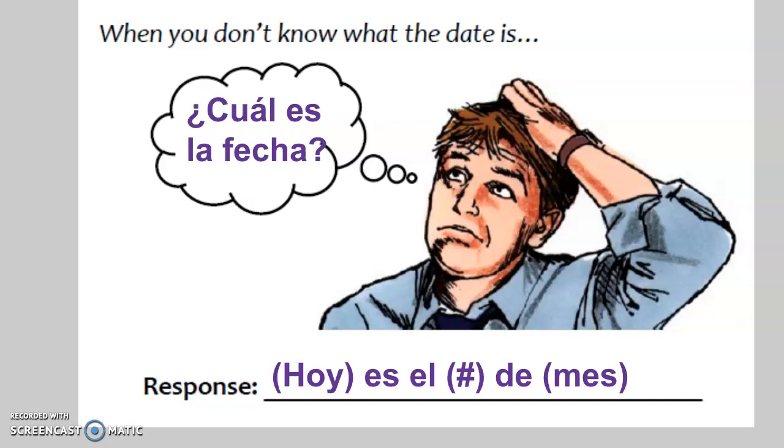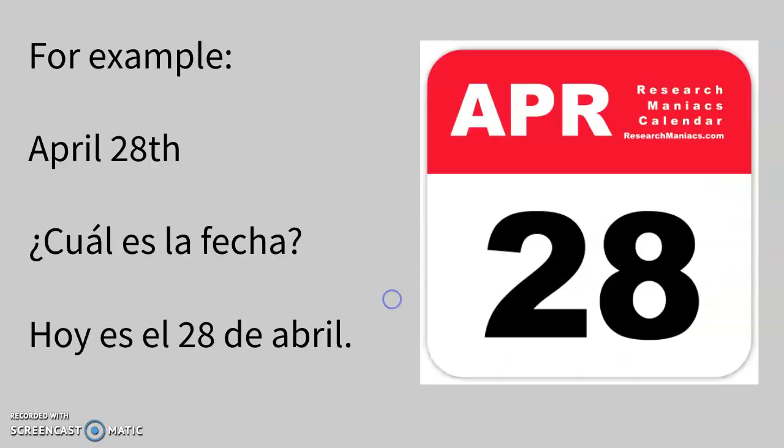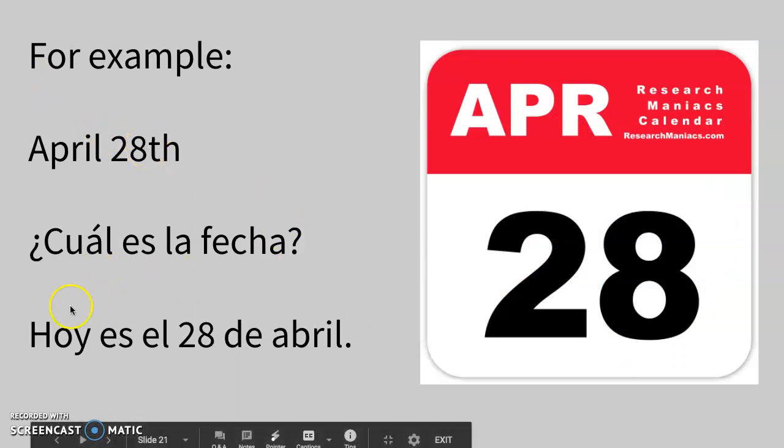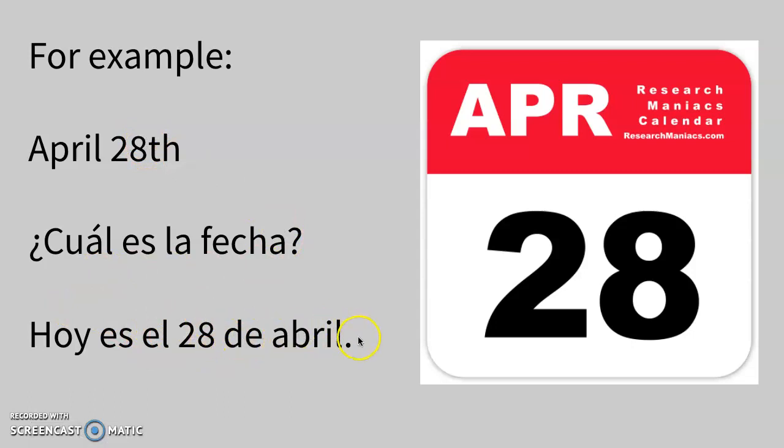Okay? This is how you say it. Hoy, or today, es el, then you say the number of the day, de, and then you say the month. In English, you might say something like today is April 27th, April 28th. In Spanish, you're going to say today is 28th of April. Today is the 28th of April. So, for example, ¿cuál es la fecha de hoy? Hoy es el 28 de abril.